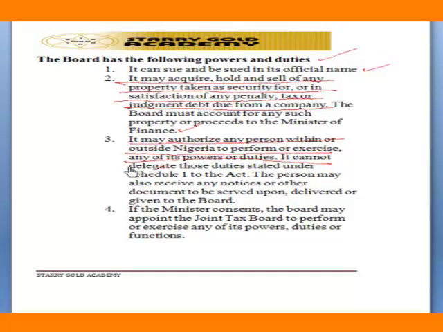It cannot delegate those duties stated under Schedule 1 to the Act. The person may also receive any notice or document to be served upon, delivered, or given to the board. So what we are saying here is that the board has the power to authorize any person, whether inside the country or outside the country, to carry out its power. That is where they can be there physically. They can authorize somebody to carry out, they can commission somebody to carry out their function on their behalf.